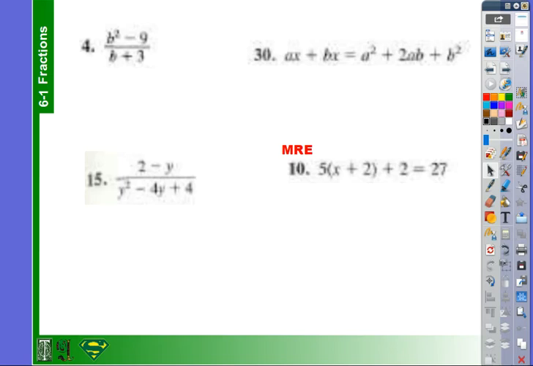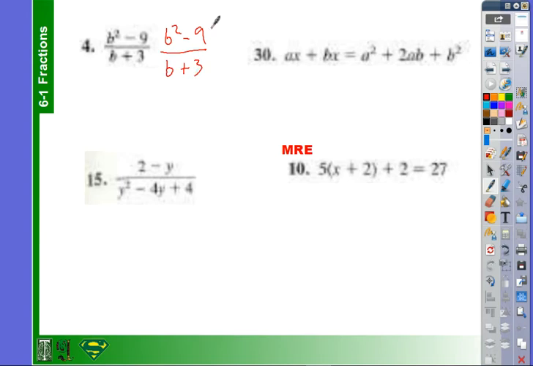So this is the quiz that has been warned about. Hopefully we should do pretty well on this one. So for number 4, we have b squared minus 9 over b plus 3. So I'm going to rewrite that so that it's a little bit easier for me to see. When I stand this close to the board, everything's pixelated and it's hard to see.